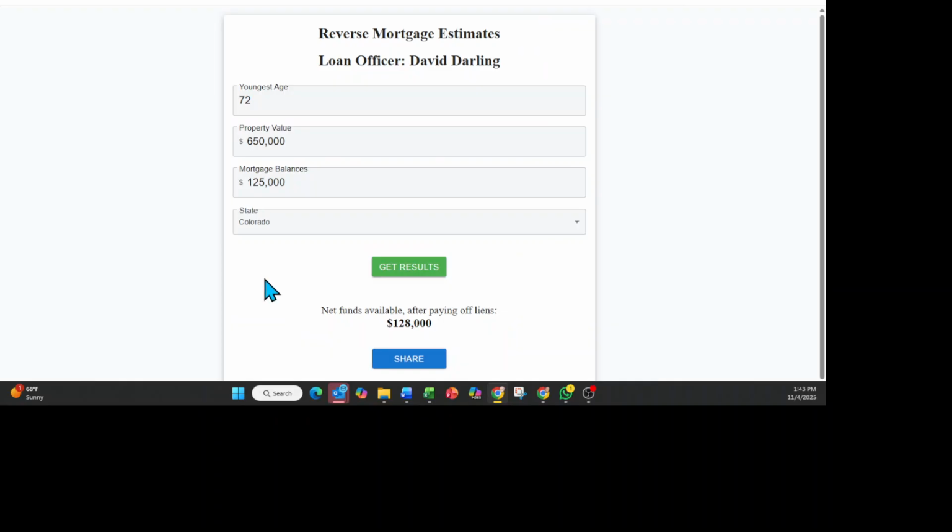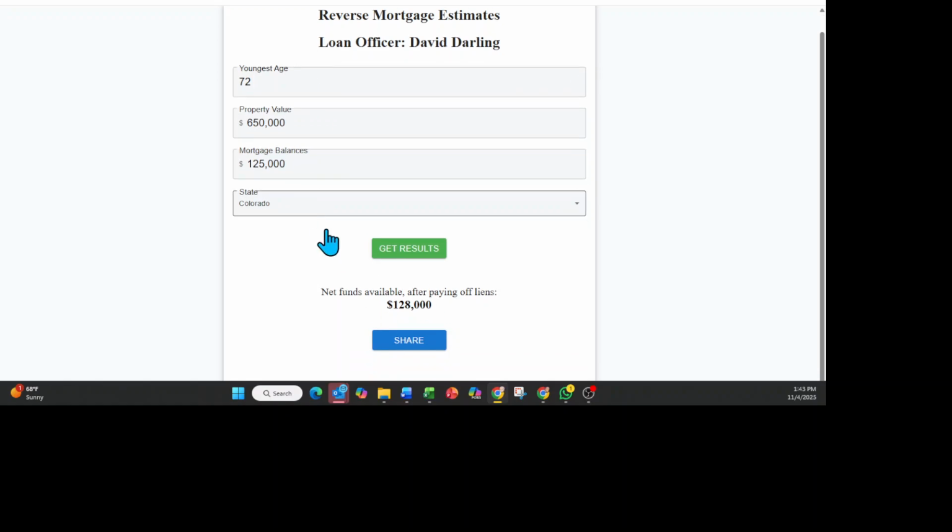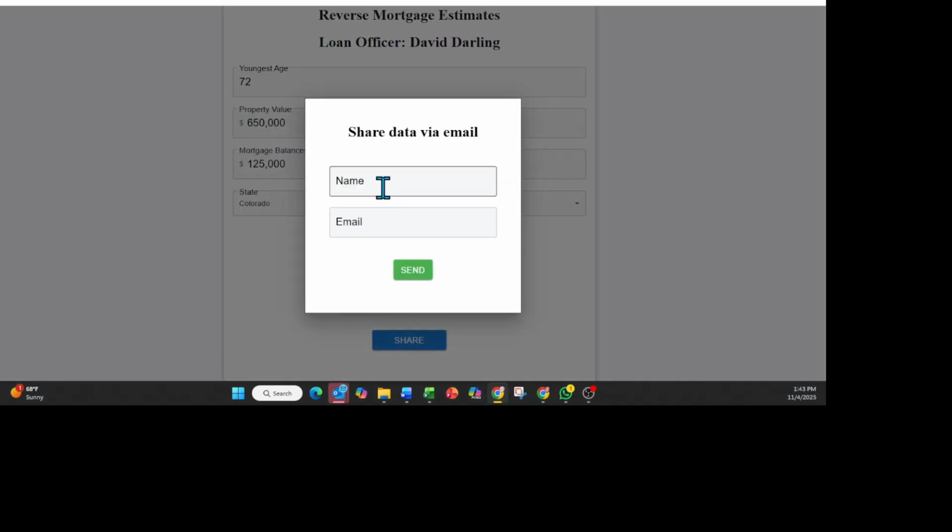There's also a smartphone app. This can sit on your phone or it can sit on your laptop. With just 4 data points, we can get estimates. 128,000 in this scenario would be left over after paying off their current loan balance. Click on share, put in the borrower's name and their email address. They get that same short email saying please confirm. That shows up on your dashboard. You contact them and off you go.